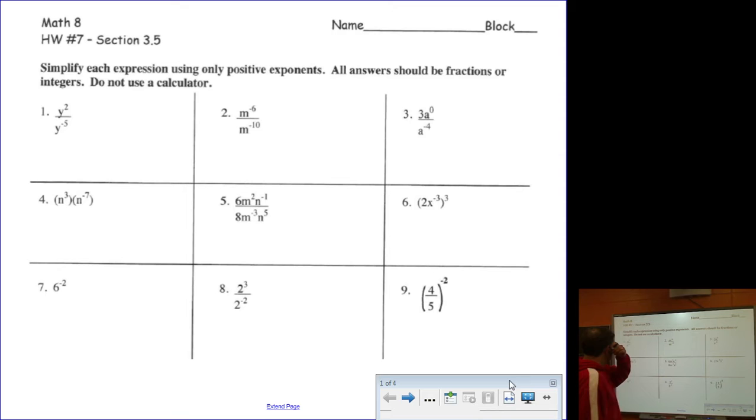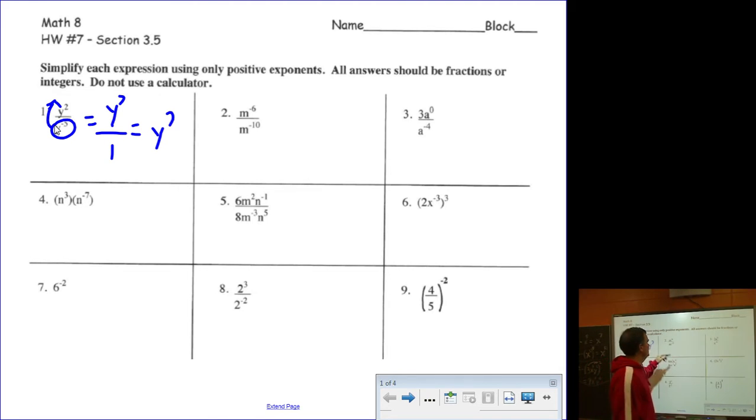The first one has a negative exponent in the bottom, so that negative exponent needs to go to the top. There are 2 y's already on top, 5 more moving to the top. That gives you 7 y's on top and just 1 on the bottom, and a better way to write that is just y to the 7th, right?